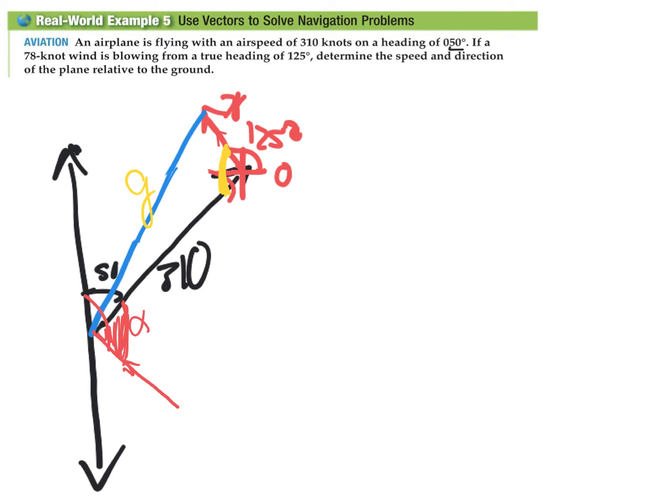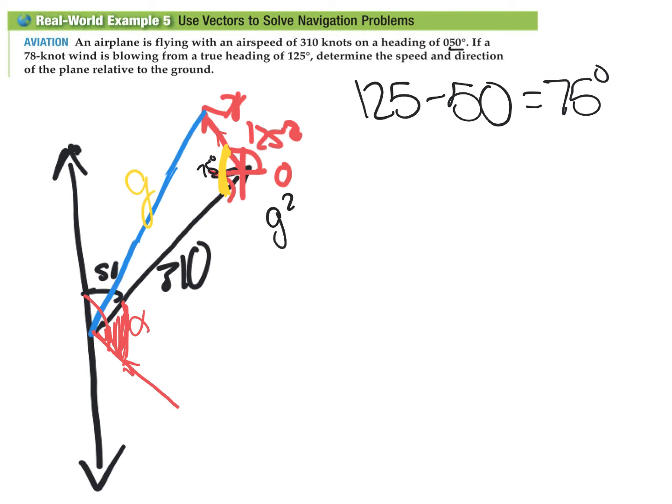So how do we find that? Well, if we have 125 degrees and we're taking out that portion of 50 to find what's left, that's going to give us 75, and that is our alpha measure, 75 degrees. Now, if I have a side angle side and I need to find a missing side, what can I use? I can use the law of cosines. So that means I've got g squared, because that's what I'm looking for, equals one of my sides.